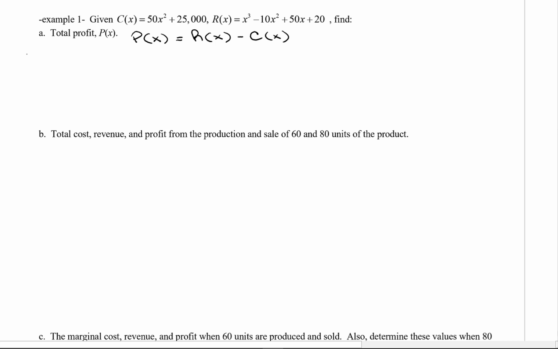Okay, so let's begin by writing P of X. P of X is going to be equal to our R of X function, which is x raised to the third power minus 10x squared plus 50x plus 20, and that's all within a set of parentheses to represent R of X. And we're going to subtract from that, open up a set of parentheses, 50x squared plus 25,000, and then close the parentheses, and that's going to represent our C of X.